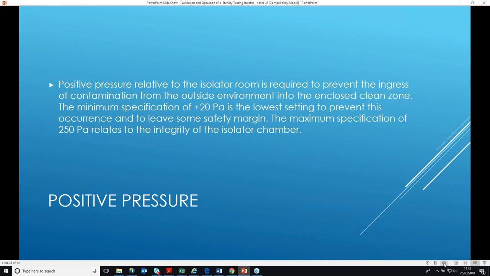With pressure, it's important there's positive pressure relative to the isolator room, so the isolator to the room, and this is required to prevent the ingress of contamination from the outside environment. The minimum specification would be something like 20 pascals, and this would be sufficient to prevent an occurrence happening and have a degree of safety margin. There also perhaps needs to be a maximum in order to stop the isolator from overpressurizing, leading to structural damage or making it difficult for the operator to actually get their hands into the gloves.